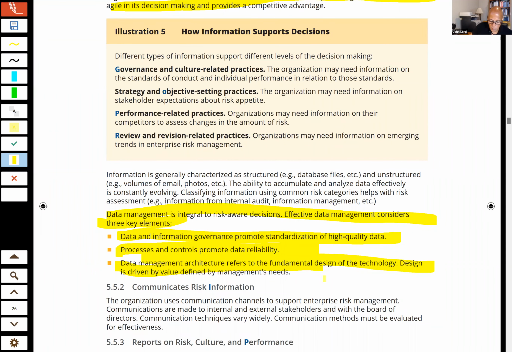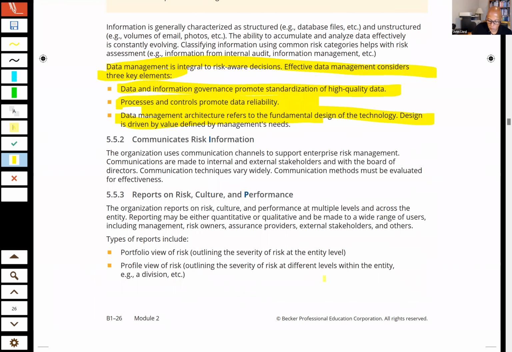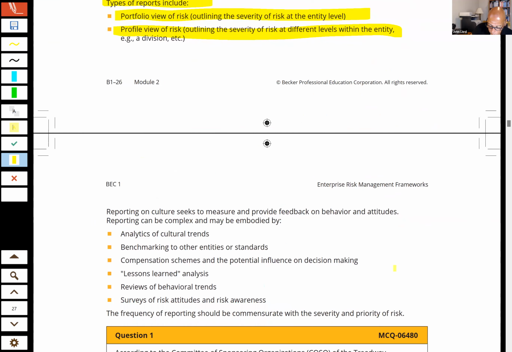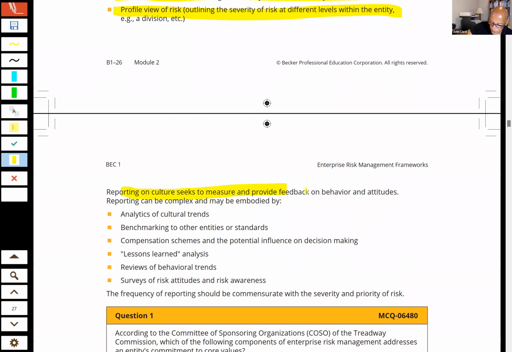Then you come down, what are the types of reports that are included in reporting? Portfolio view, profile view, okay? And then reporting on culture seeks to measure and provide feedback on analysis of cultural trends, benchmarking, compensation schemes, lessons learned, review of behavioral trends, survey of risk attitudes, and risk awareness.